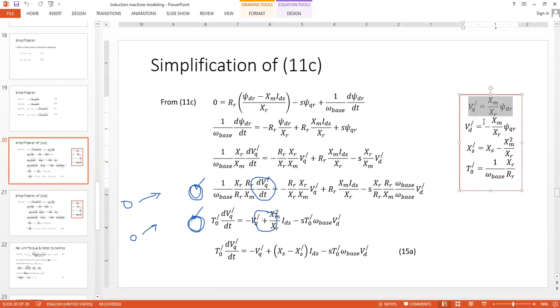So we are introducing some new voltages like VQ dash and VD dash, which are nothing but some function of our flux linkages in the D axis, rotor, and flux linkage in the Q axis, rotor psi QR. So with this notational simplification, these top two, instead of psi dr, we can simply write psi dr equals XR over XM VQ dash. So this is what is done here.